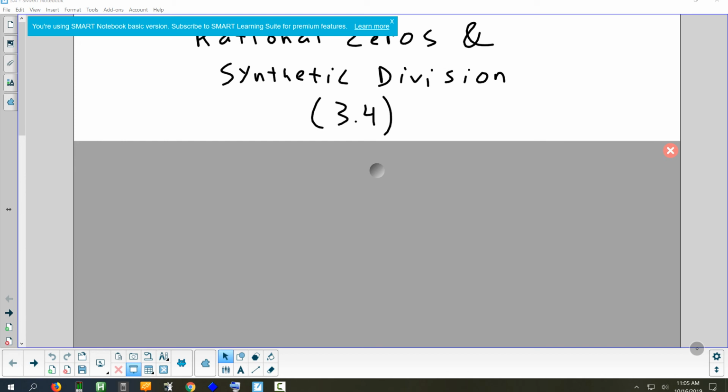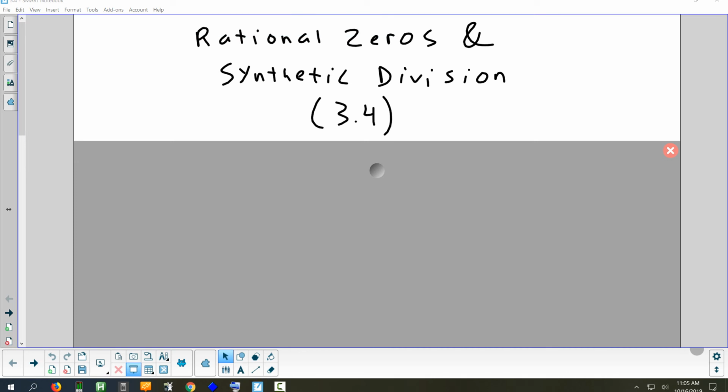Okay, so the second section we're going to look at this week is 3-4. It's going to show us two things. First, we're going to look at what's called the rational root theorem. And then we're going to look at a quick way to do division. But the quick way only works some of the time.